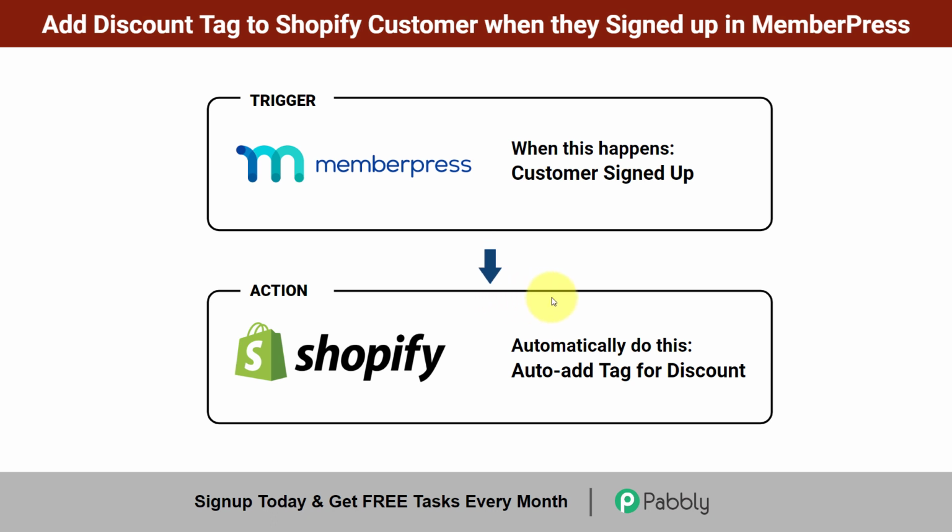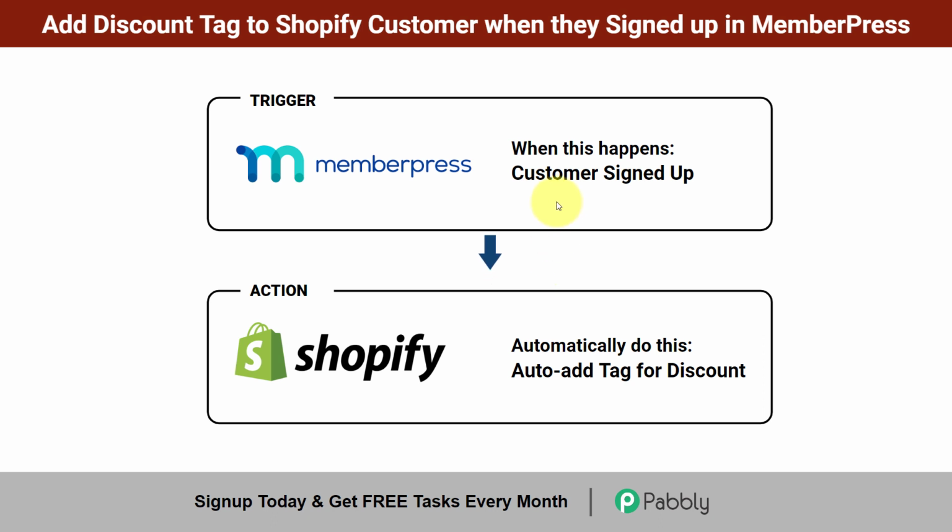Now, in order to provide this discount, I'll have to manually check whether whoever is signing up here in MemberPress is actually an existing customer of Shopify or not. If the customer is an existing customer of Shopify, I'm going to manually assign that discount code in the customer's profile. Now I would like to entirely automate this process with the help of automation software.